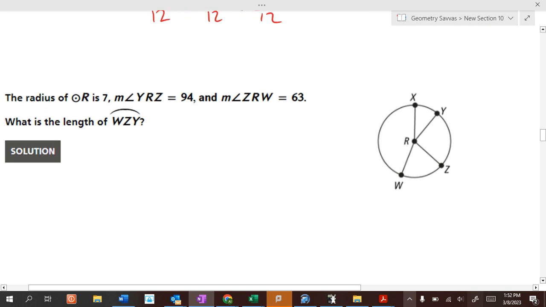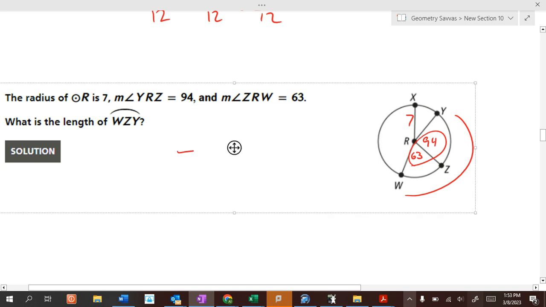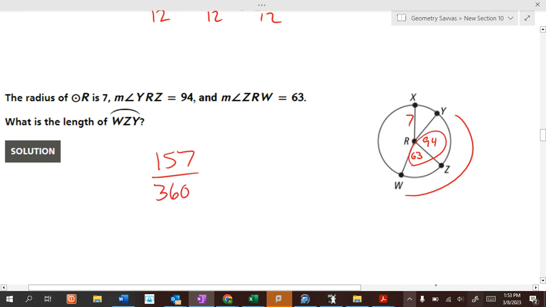All right. We know YRZ is 94. ZRW is 63. We know the radius is 7. How do we find the arc length of WZY? Well, what do we do with these two numbers? Add them up. 63 and 94 is 157 over 360 times 2 pi times 7.